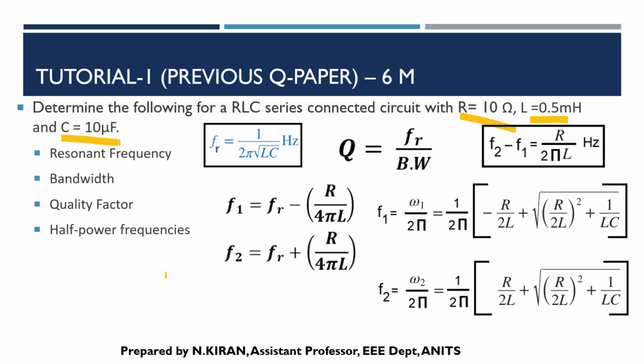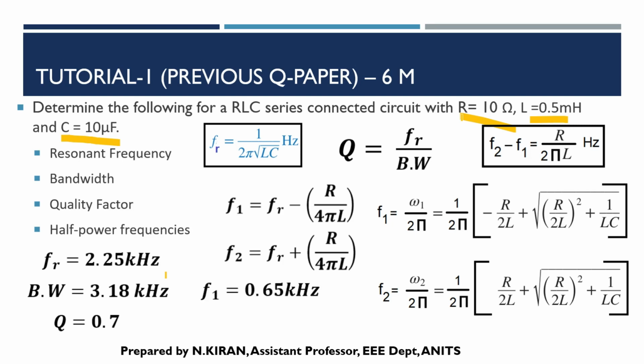So on substituting all the given values in the following expression, we get the value for resonant frequency to be 2.25 kilohertz, the value for bandwidth to be 3.18 kilohertz, the value for quality factor to be 0.7. The lower cutoff frequency F1 is 0.65 kilohertz and higher cutoff frequency F2 is 3.84 kilohertz.